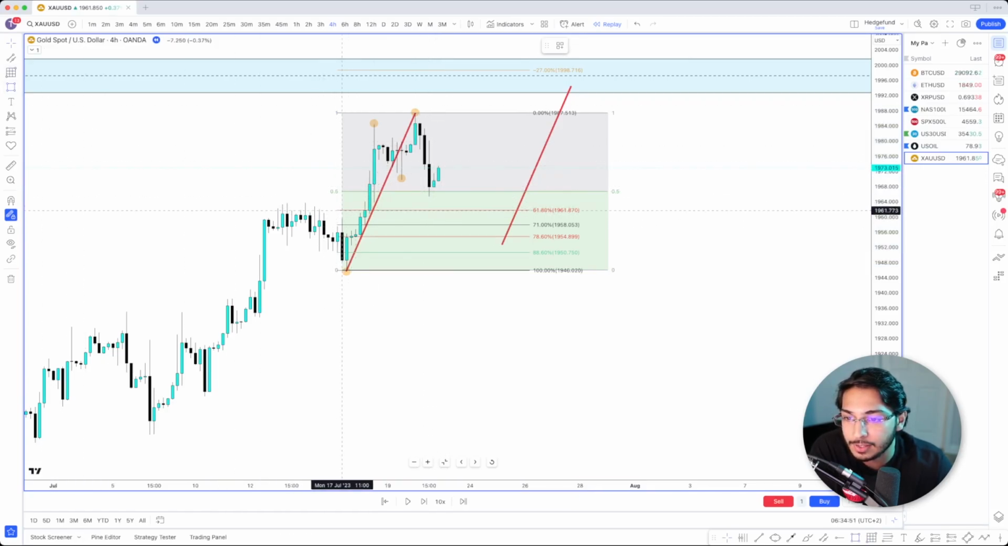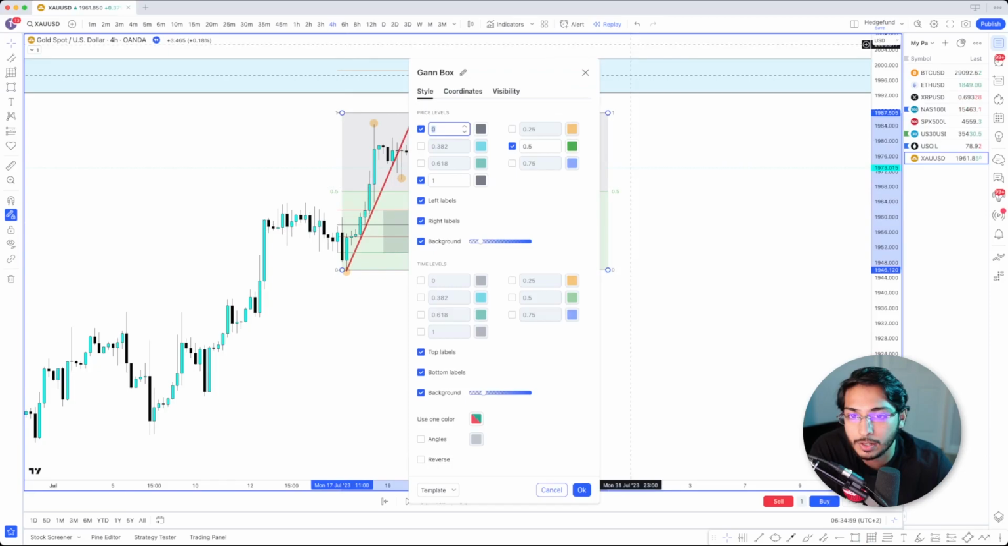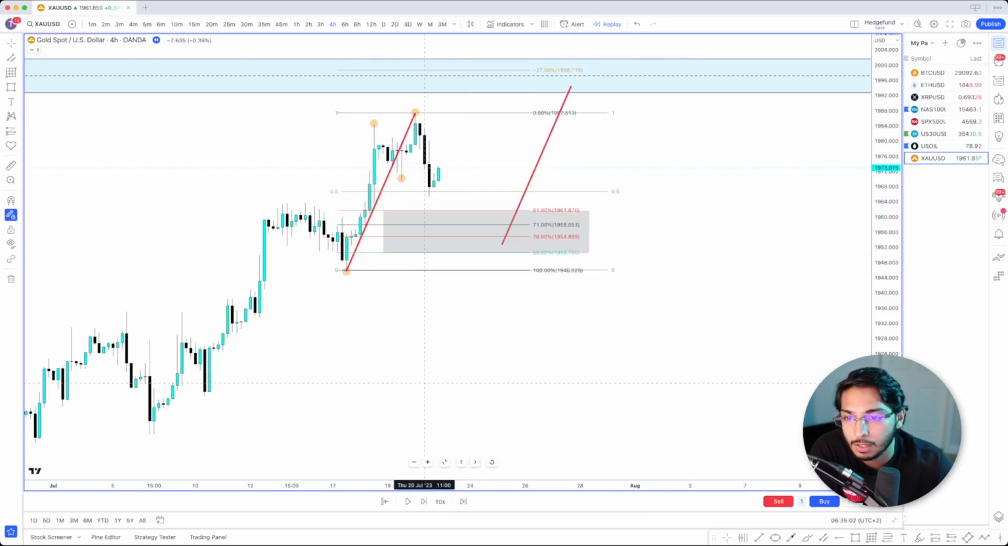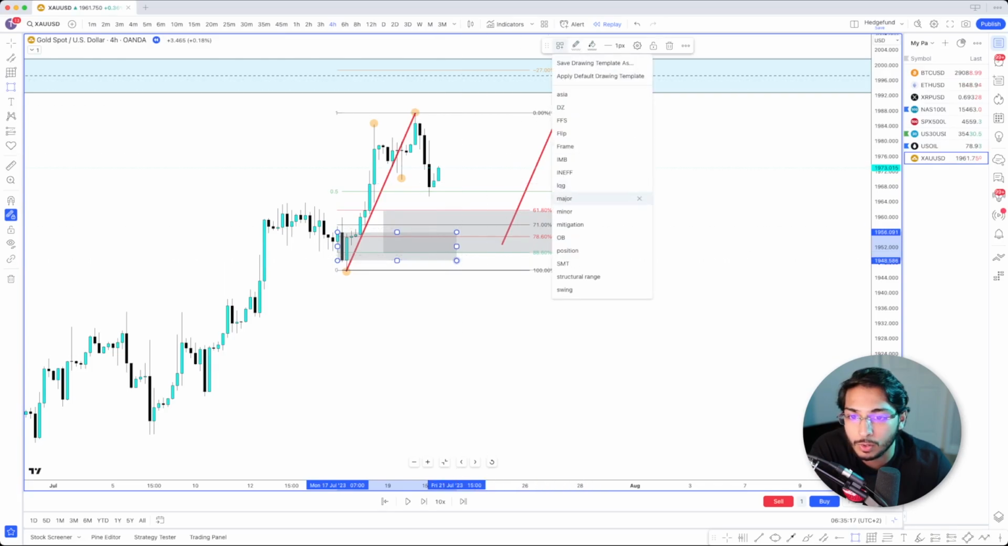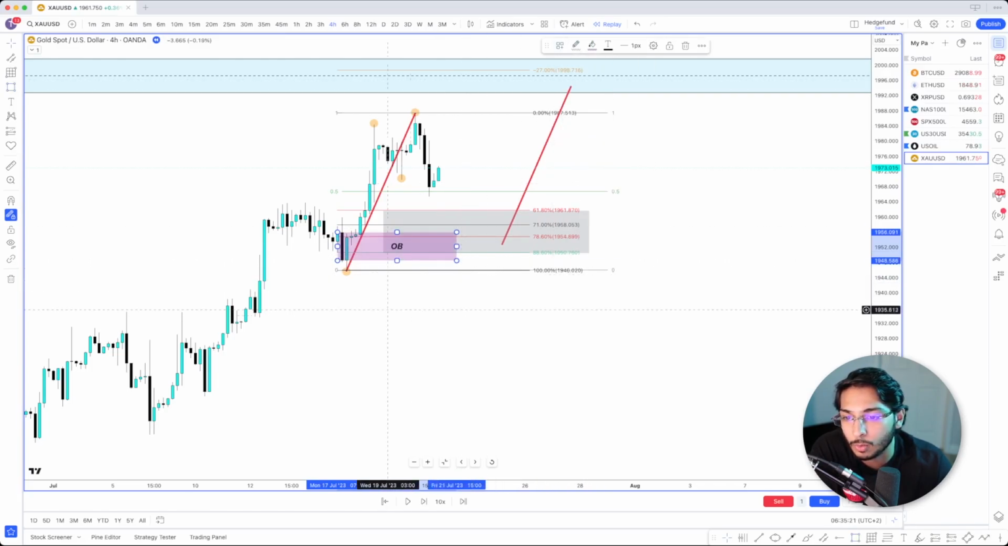We have a refined zone here, right? We have this refined zone here. Do this. So anything below the 50 is discount. Anything above is premium. We have this zone here of the 61 to 88.6. And then we keep factoring it in. We have our order block. We have our order block there, right?